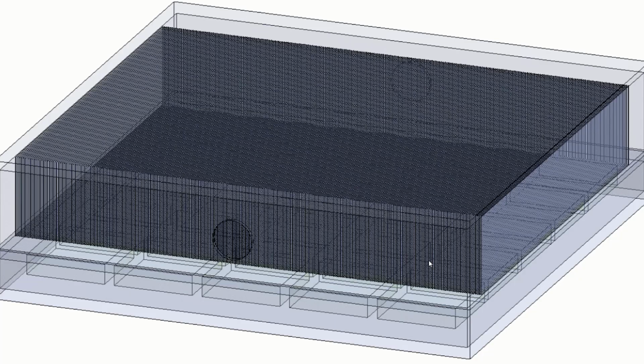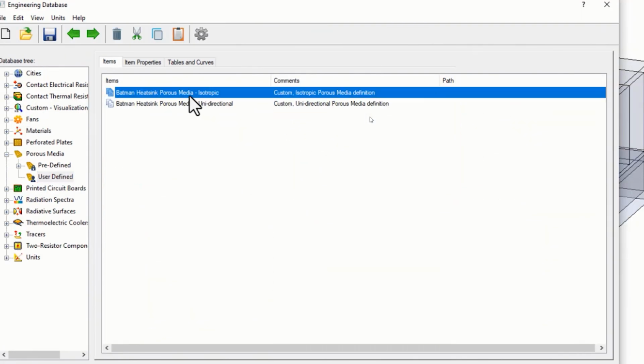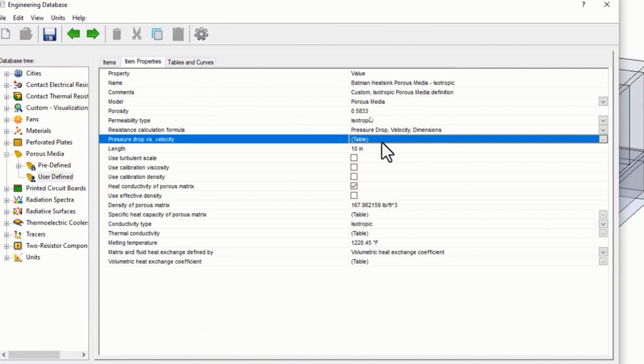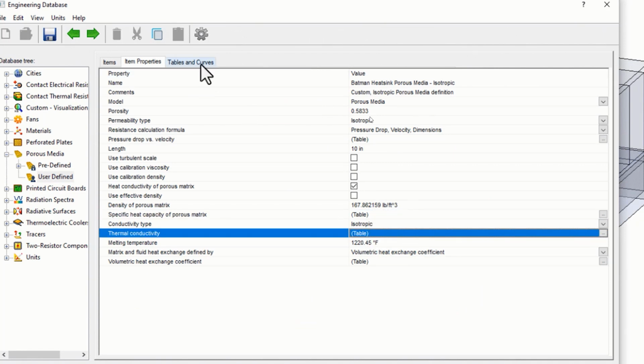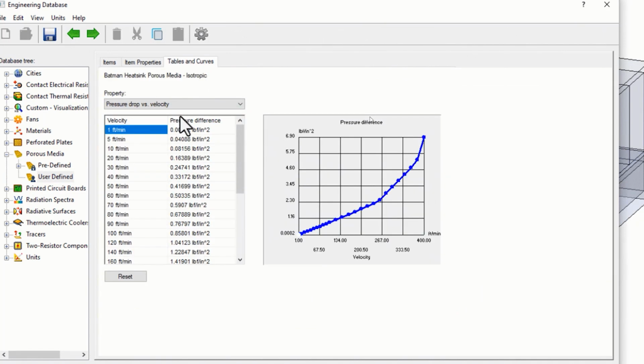Even though I did that for only one column of cells, or one row of cells there, the porous media tools in CFD programs can extrapolate from just that one cell and apply it to the whole volume. So it can extrapolate. That's a great time-saving technique.